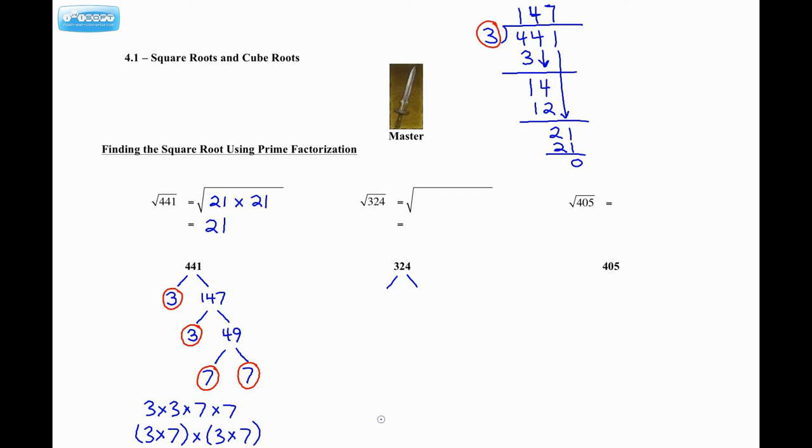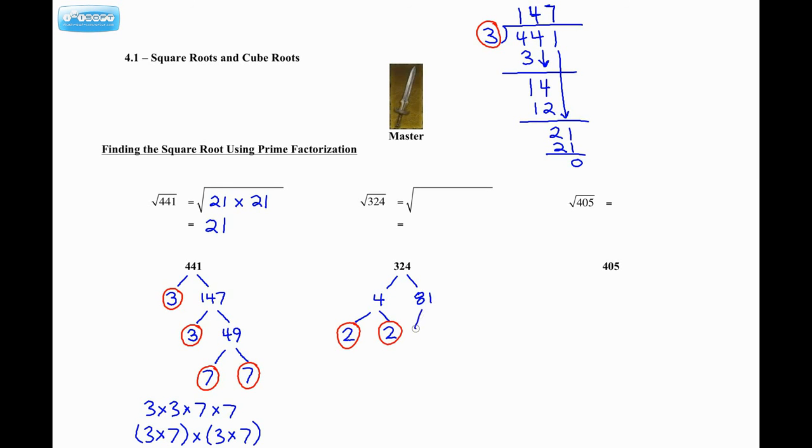It's up to you. I noticed that the last two digits, 24, that is divisible by 4. Remember from our divisibility tests. So therefore, this is divisible by 4. 4 times 81. Okay. However, neither of these are prime, so I have to keep going. 4 is 2 times 2. Those are both prime, so those are done.